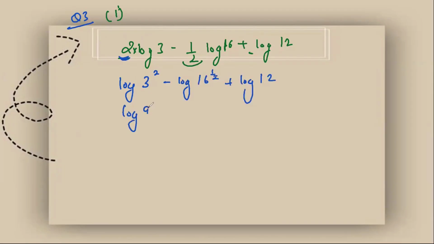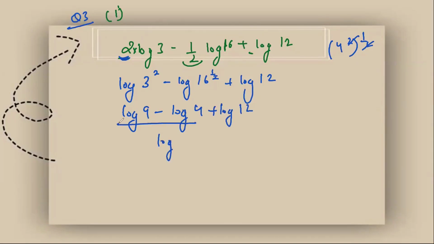Now we know that it is 9. We know that 16 we can write as this, and we have this. So it becomes 4 and plus log 12. So now they both are in minus. So what we can do, we can divide them. So that is the law of logarithm. When we have something in subtraction, we just divide the numbers, and this is this.